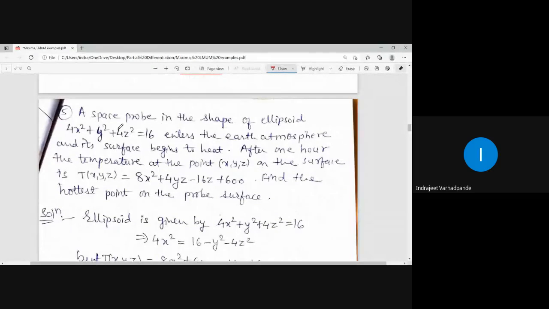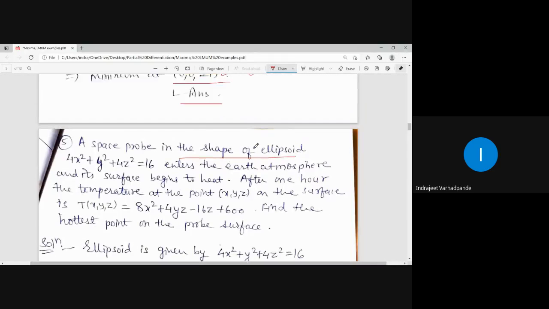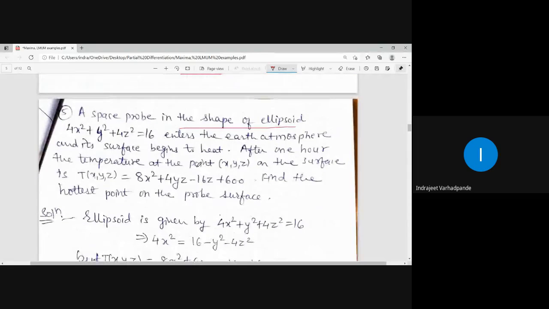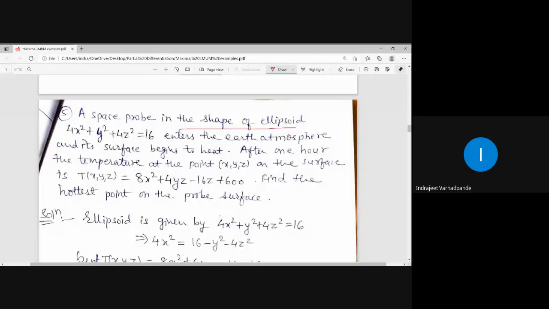Next, a space probe in the shape of ellipsoid 4x square plus y square plus 4z square equal to 16 enters the earth atmosphere and its surface begins to heat. After 1 hour, the temperature at the point xyz on the surface is this. Find the hottest point on the probe surface.